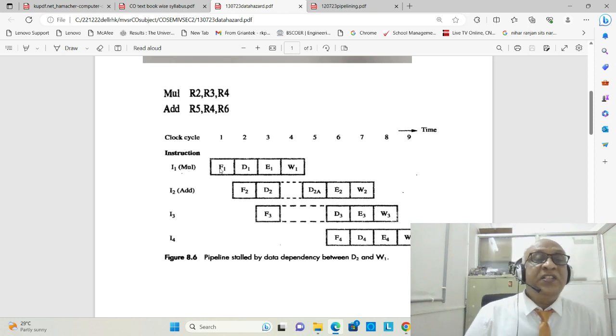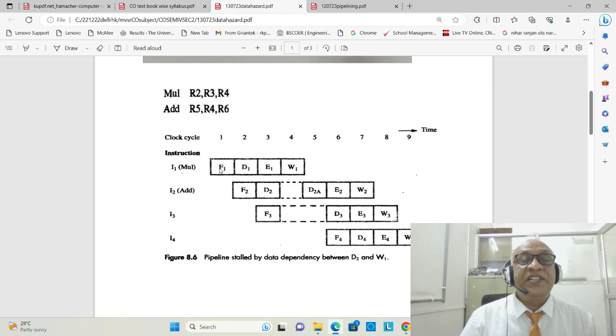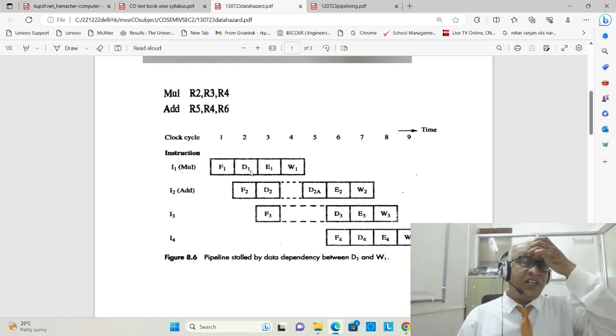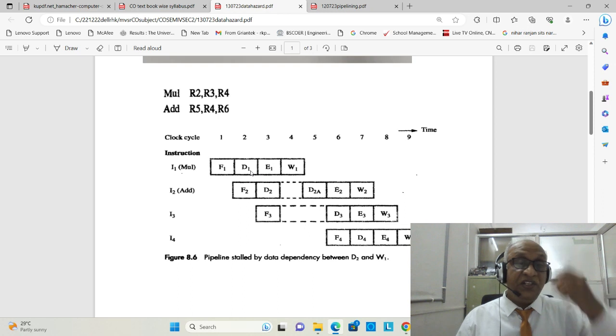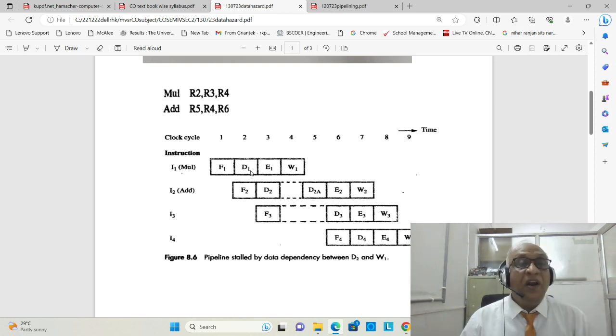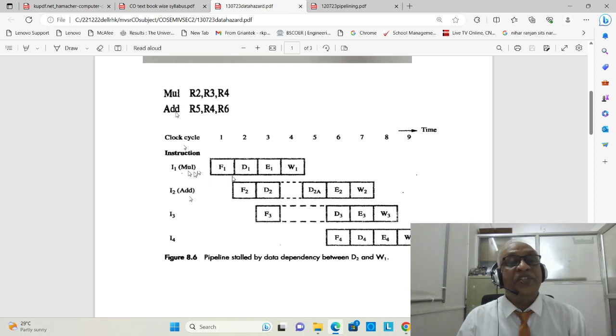So, this multiplication instruction has steps of what? Fetch, decode, execute, and write. For instruction 1, multiplication. Now, assume that there is a concurrent execution started, concurrent processing started.